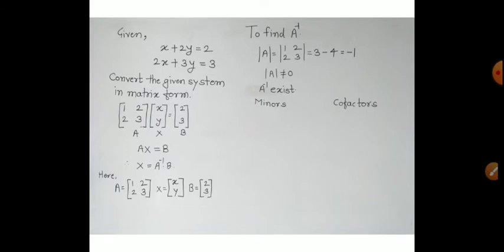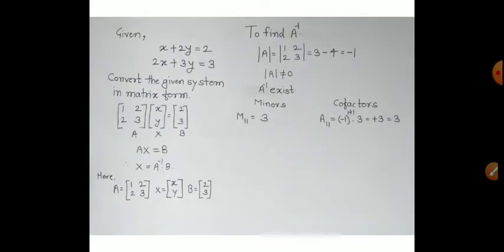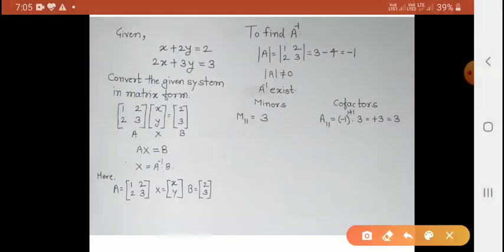Now to find A inverse, first we calculate minors and cofactors. Minor M11 is for the first element, so delete the row and column of that element. The minor is 3. Now cofactor A11 is minus 1 raised to 1 plus 1 into this minor 3. 1 plus 1 is 2, minus 1 raised to an even power is plus, so the answer is 3.